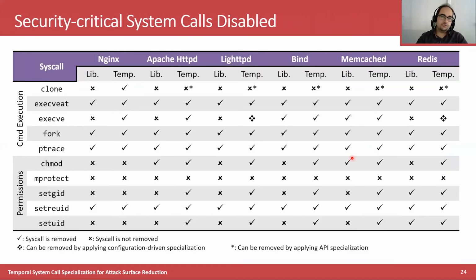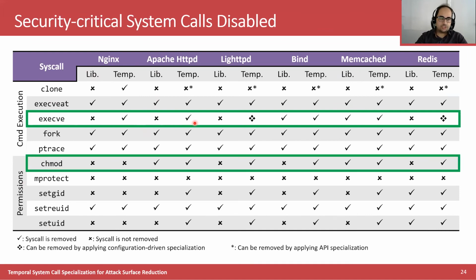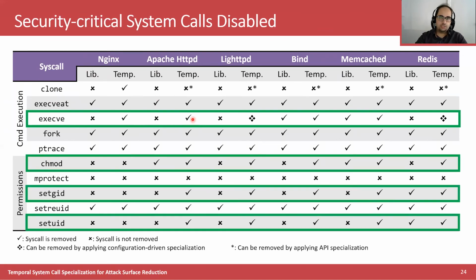Looking at the security critical system calls, let's see which ones can be removed with library debloating and which ones can be removed after applying temporal specialization for each of the applications. Considering execve, for Nginx and Apache, it can't be removed with library debloating, but can be removed after applying temporal specialization. If we consider chmod, setgid, or setuid, the same applies for lighttpd, memcached, and redis. Library debloating cannot remove them, while temporal specialization can.